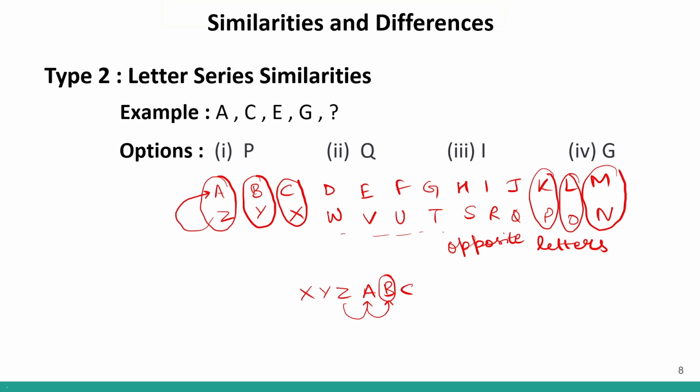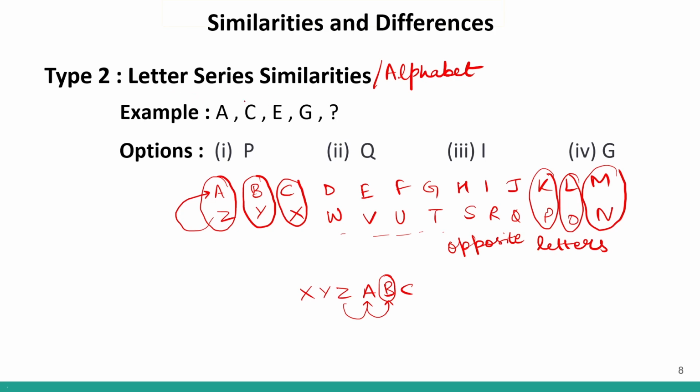So we discussed all this in alphanumeric and coding decoding as well. And this is a concept that usually comes in very handy when we deal with letter series similarities, also known as alphabet series similarities. Okay? Now, let us solve this question.